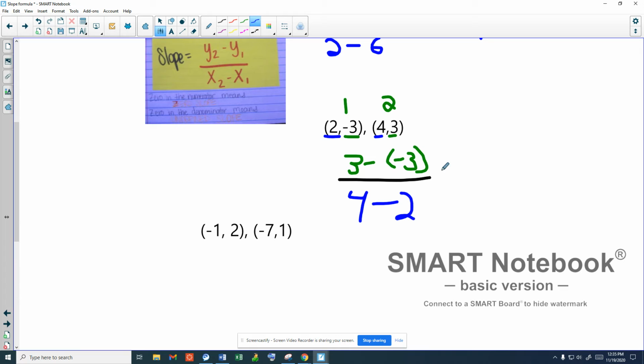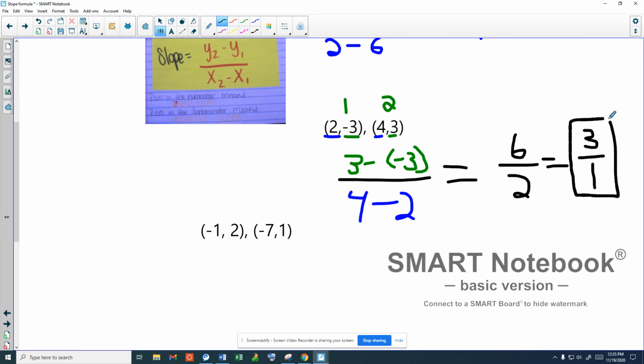So when we simplify this, we should get 3 minus a negative, which means 3 plus 3. So this is equal to 6 over 4 minus 2 is 2. And we can simplify that to 3 over 1. That means we're going to go from a specific point, we're going to go up 1, 2, 3 over 1. So our line should go through these 2 points if we were to graph this.